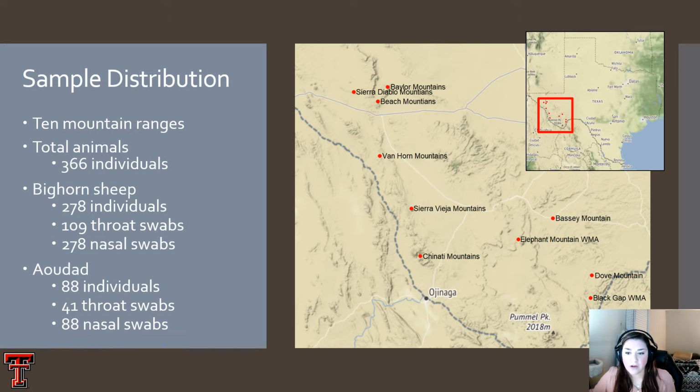This is a total of 366 individual animals, which breaks down to 278 bighorn sheep and 88 aoudad. For all of our individuals, we were able to get a nasal swab, but due to how we wanted to swab the throats, we were only able to get 109 throat swabs from bighorn and 41 from aoudad.